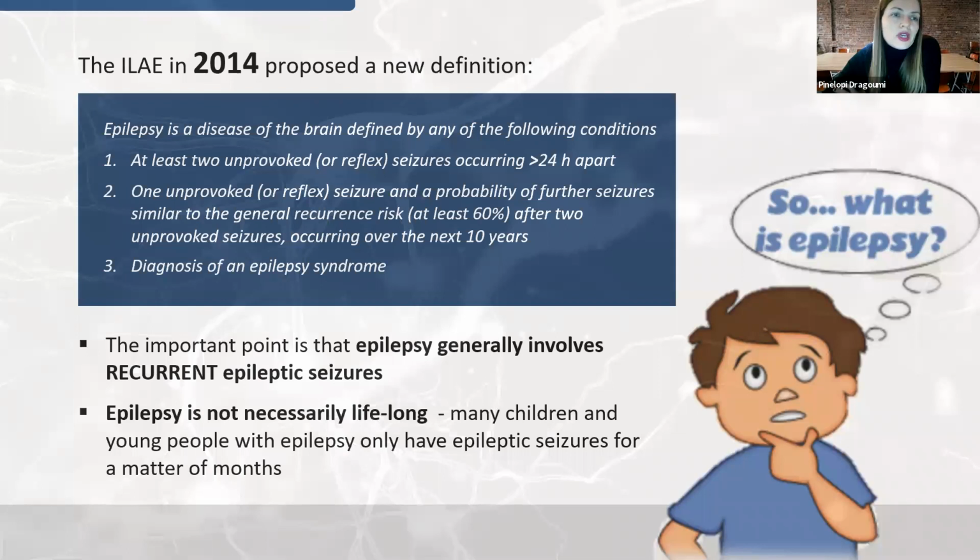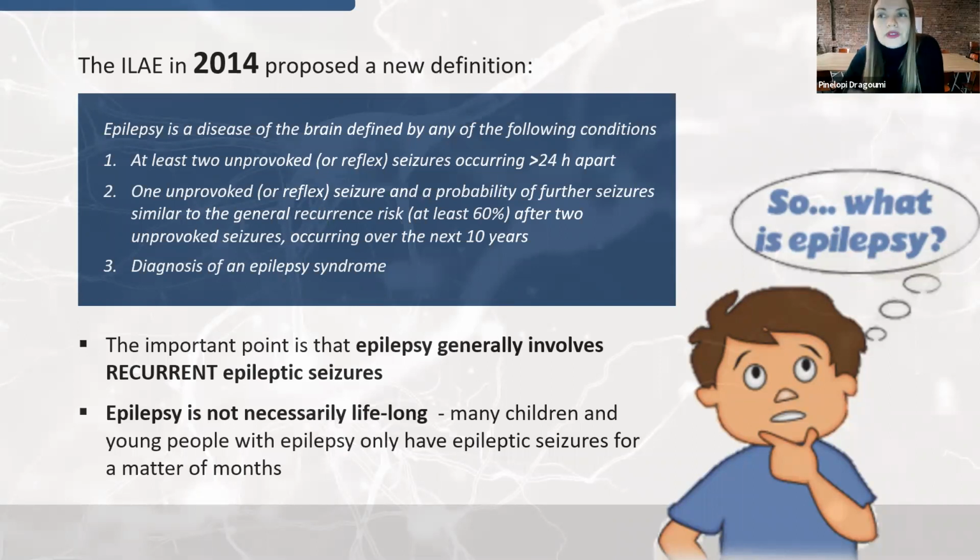And this is why, because epilepsy is a disease of the brain, which can be defined either as the occurrence of at least two unprovoked or reflex seizures 24 hours apart, or when we have a background abnormality that makes us think that after one unprovoked seizure, the probability of further seizures is similar to the recurrence risk after two seizures. And of course, we can make the diagnosis of epilepsy when we can define a specific distinct epileptic syndrome, even from the occurrence of the first epileptic seizure.